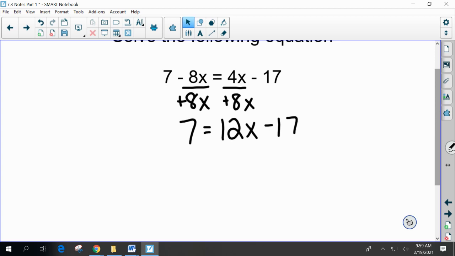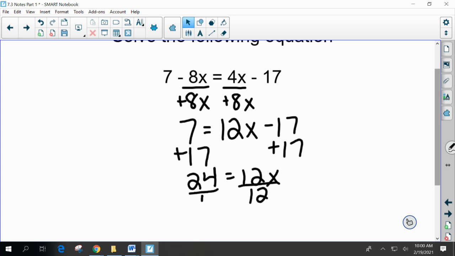Okay. So then the next thing is, my goal was to have numbers on one side and x's on the other. Right now I'm going to leave this 12x alone, and I'm going to move this 17. How would I move the 17? I would add 17 to both sides. So then I would have 24 equals 12x. And now I just have a one-step equation, so divide both sides by 12. So x would equal 2.